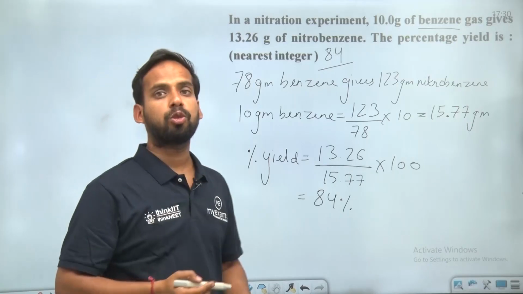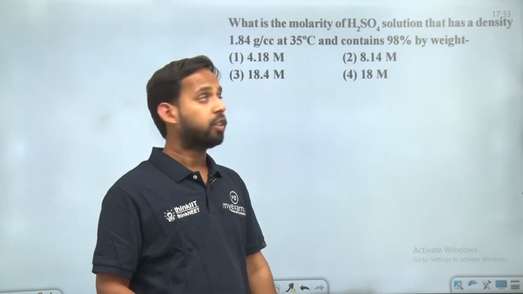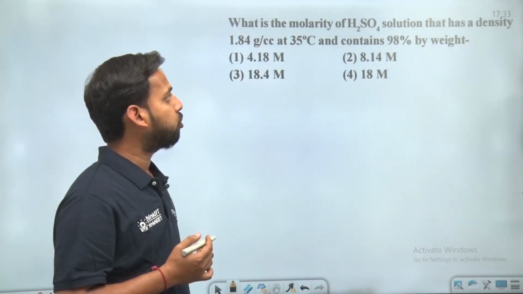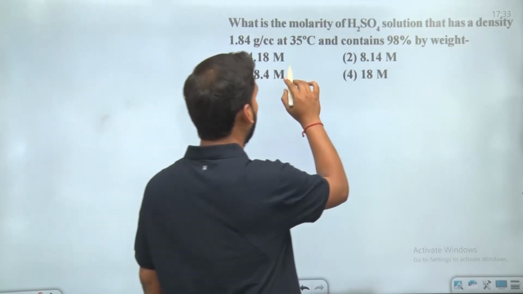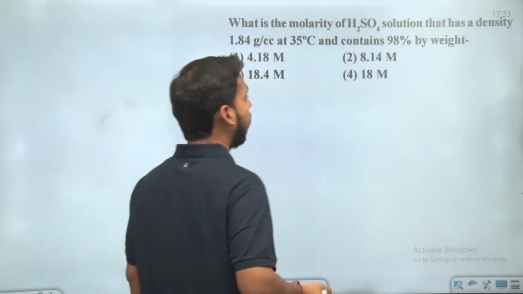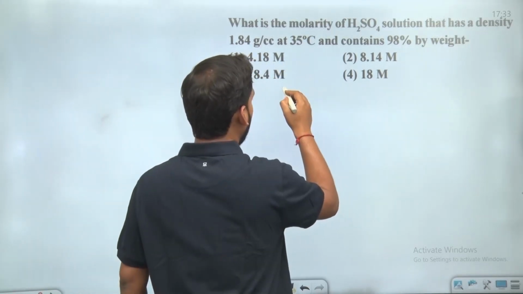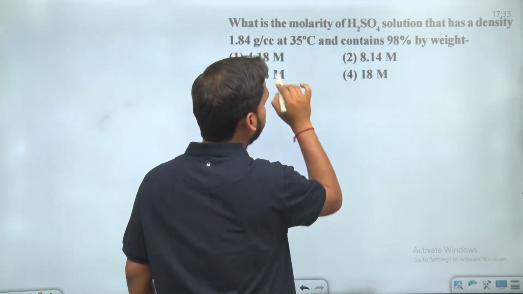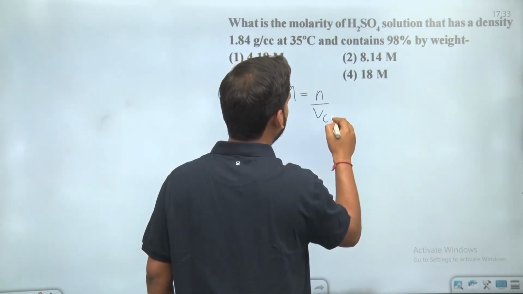So the answer for this question will be 84. Next question: what is the molarity of an H2SO4 solution that has a density of 1.84 gram per centimeter cube at 35 degrees Celsius and contains 98% by weight? The formula of molarity, as we have calculated in the earlier question also, is number of moles divided by volume of solution in liters.